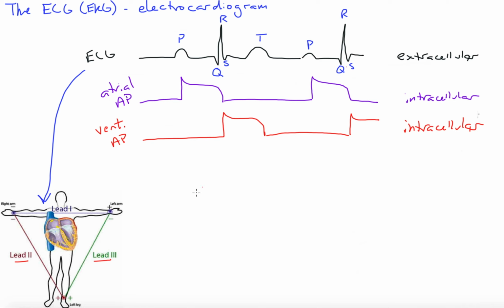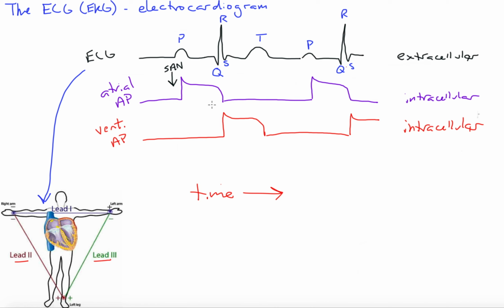Time is going this way, right? So this is our electrical activity over time. So our SA node would have to have fired, we can put a label on it here if you want to, right? The SA node would have to have fired somewhere right about here, because that's the stimulus for these atrial action potentials to occur.